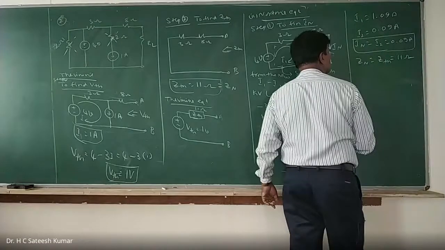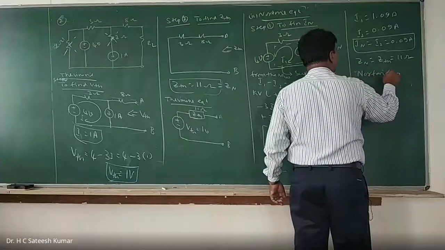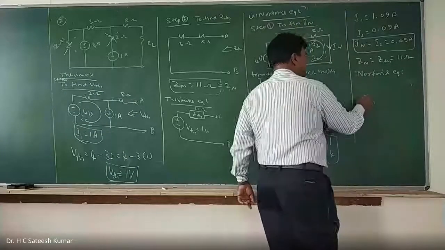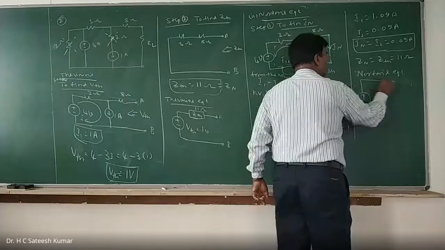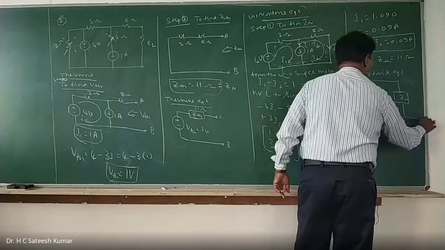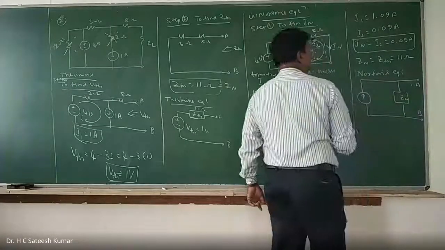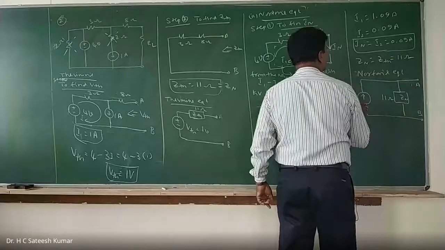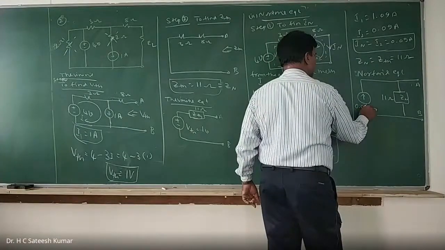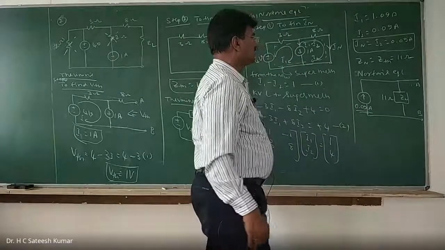Now you should write the Norton's equivalent. No need to do it once again here. So Norton's equivalent is a current source in parallel with an impedance Zn across the terminal AB. Zn is 11 ohms, and IN is 0.09 amps. So this is your IN.